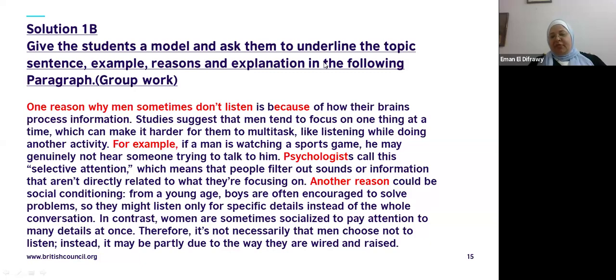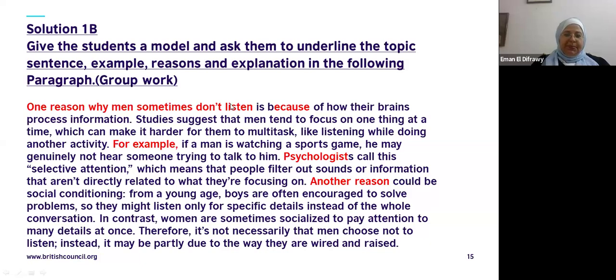Very good. The first sentence in red, yes. So it's the topic sentence. Very good. Yes, group work, of course. You will ask them to work together to try to highlight the features of writing a paragraph. Yes, in groups, sure. Okay. The first sentence is the topic sentence. Very good. Reasons after, because it's answering why. Good.